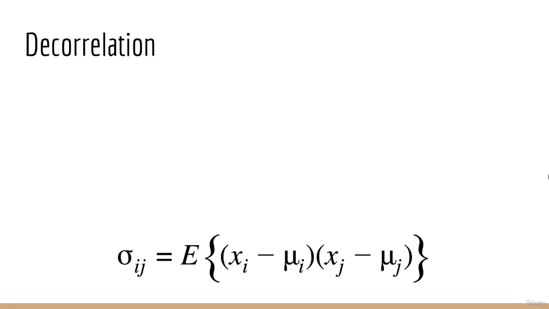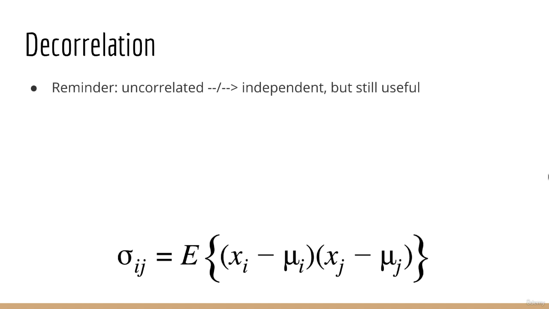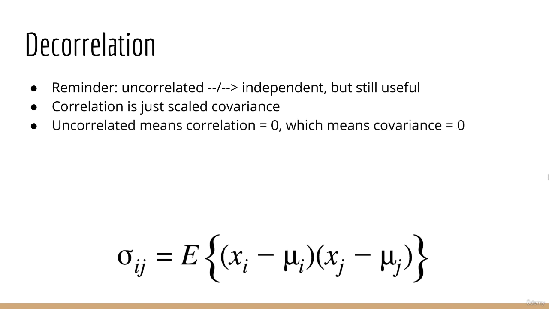The next topic of this lecture is decorrelation. It's important to remember that uncorrelatedness does not imply independence. So just because your variables are uncorrelated does not mean they are independent. However, being uncorrelated by itself can still be useful. Recall that correlation is just the scaled covariance. So when we say two factors are uncorrelated, that means their correlation is 0. And this also means that their covariance is 0.